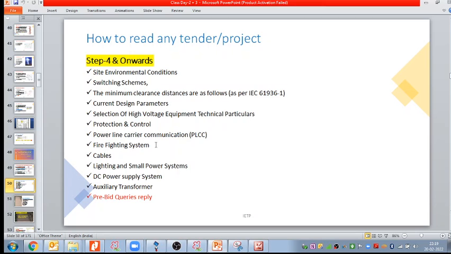What is the firefighting system? There are two kinds of firefighting system we take: the HVWS, the high velocity water system, or we take the nitrogen injection, NFPS. So we have to see what firefighting system the project has asked for.